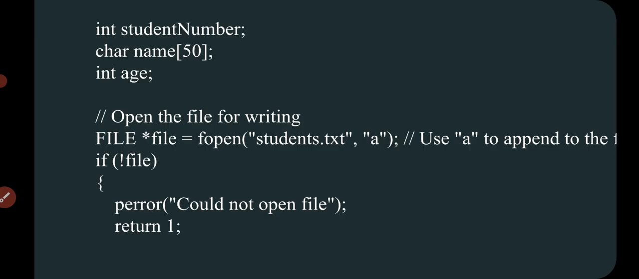So perror is a statement like how you use printf. Now this is the print error. What is the error? Could not open the file. Return 1. We are just returning a value 1 to the operating system. We are closing it. This is the if case.